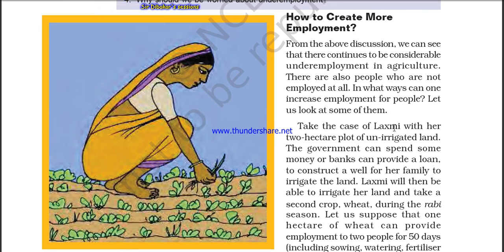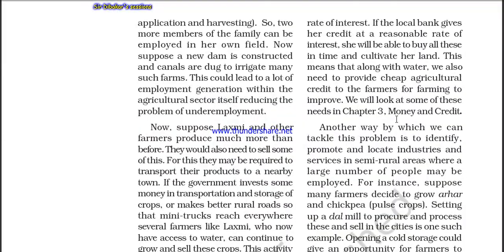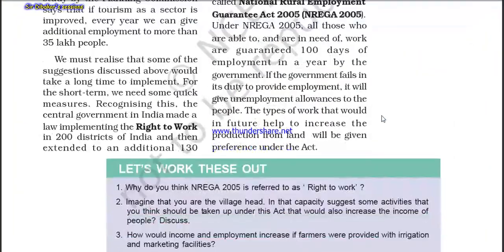Do you understand? Take the case of Lakshmi with her 2-hectare plot of unirrigated land. If you look at it, there are 5 members. Why should all work in the same field? 2 can work there because this field needs 2 members only. The other 3 can work in some other places. Do you understand the point? So if we take it as a nation, if we take it as a sector, then we need to shift the labor force from the primary sector to the secondary and tertiary sector in order to ensure full employment. Is that clear? Point is clear, I think. This is what you will find if you read the following parts of this text. Is it okay? Okay. I want you to read it.